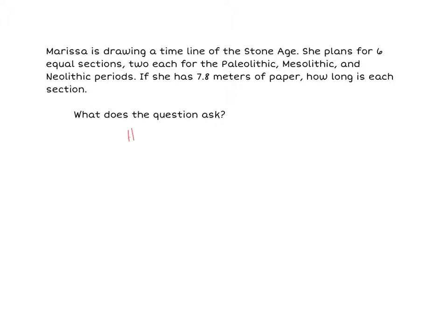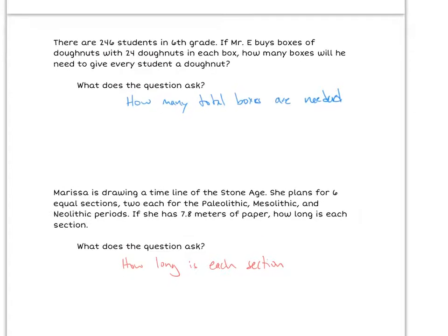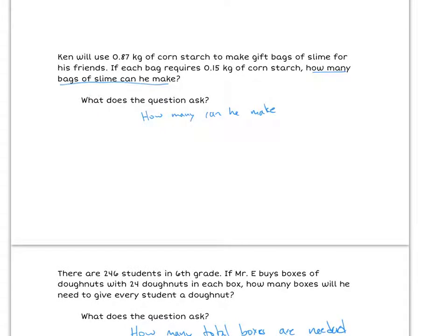Okay, so it's saying how long. How long is each section? That is what the question is asking. Now you have to determine, are you going to round these up? Are you going to give exact answers, or are you going to round them down? When you look at the first one, when you ask how many can somebody make, are you going to drop the decimal and take just the whole number? Are you going to round up to the next amount? Or are you going to give an exact answer?